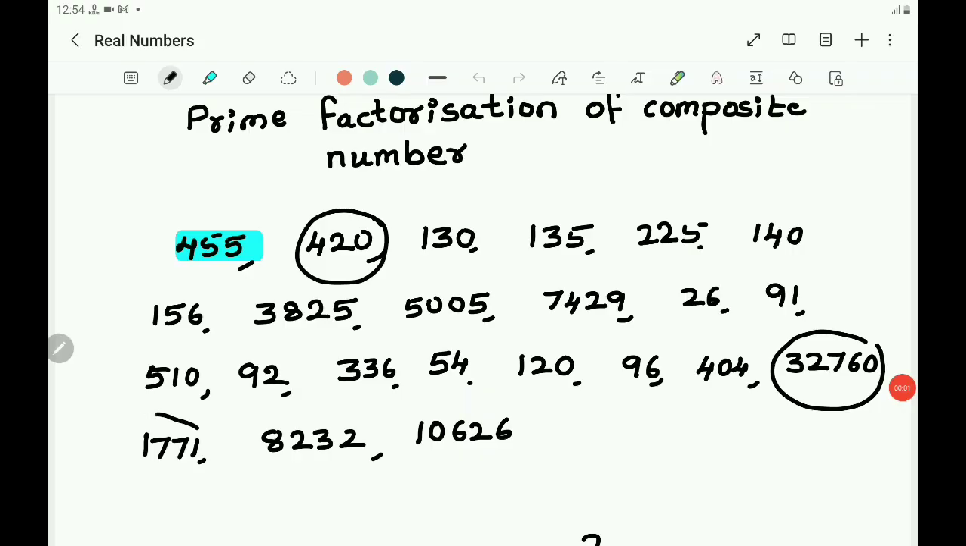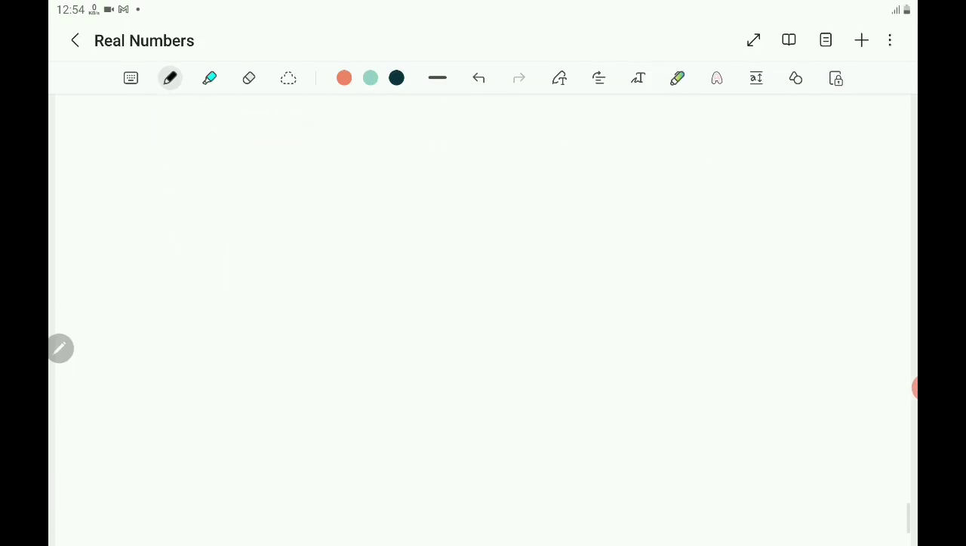Now let us factorize 1771. So you write 1771. Try to divide it by 2. Is it divisible by 2? Here you verify the unit digit. What is the unit digit? 1. So it is not an even number, it is an odd number. Then what you can conclude? It is not divisible by 2.